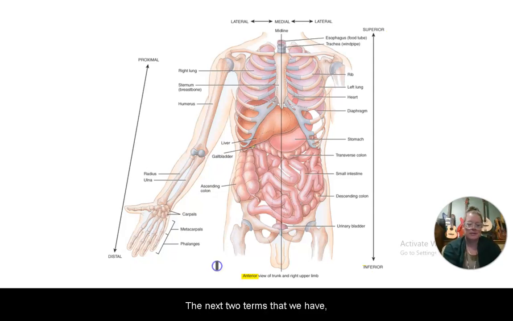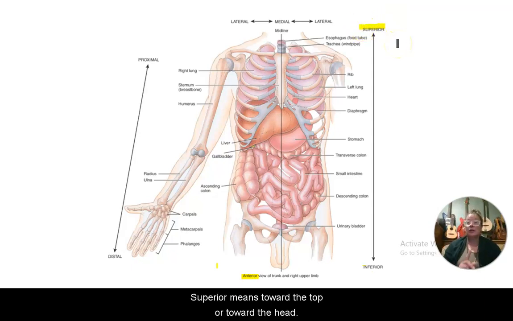The next two terms that we have, we look up here at the very top, and this is superior. Superior means toward the top or toward the head. And then the opposite of that term is inferior. A lot of times we think of this as towards the feet or the lower section of the body.